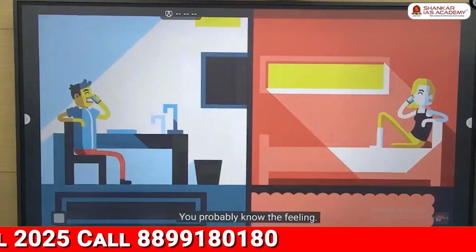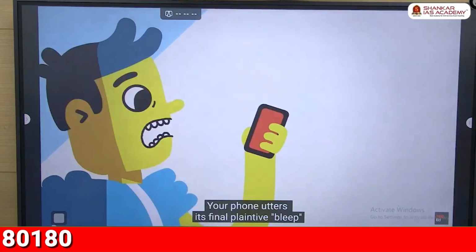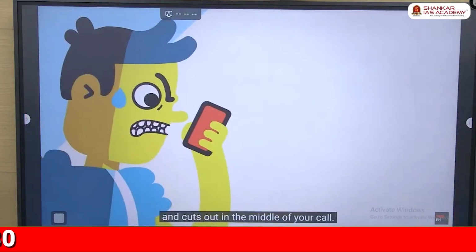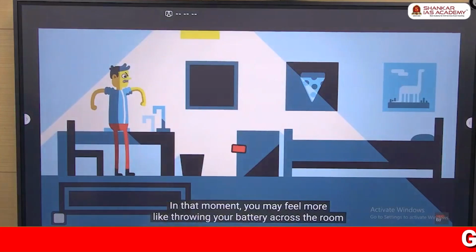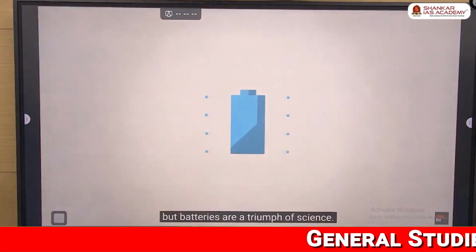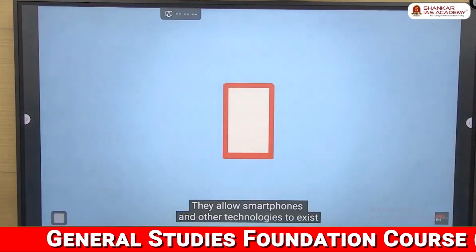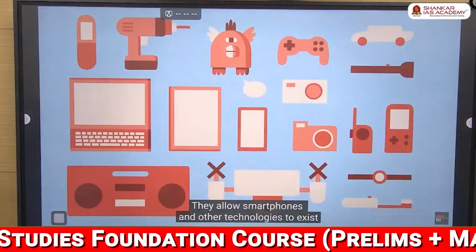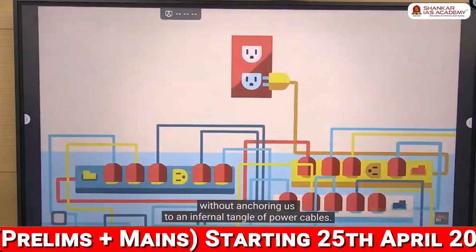You probably know the feeling. Your phone utters its final plaintive bleep and cuts out in the middle of your call. In that moment, you may feel more like throwing your battery across the room than singing its praises. But batteries are a triumph of science. They allow smartphones and other technologies to exist without anchoring us to an infernal tangle of power cables.